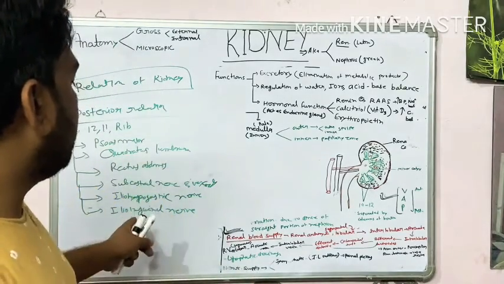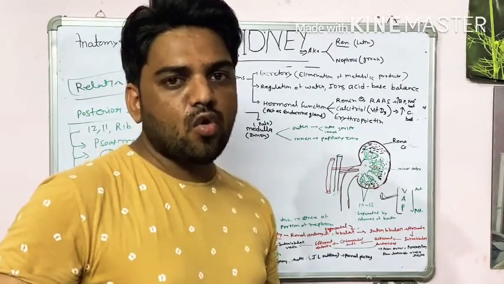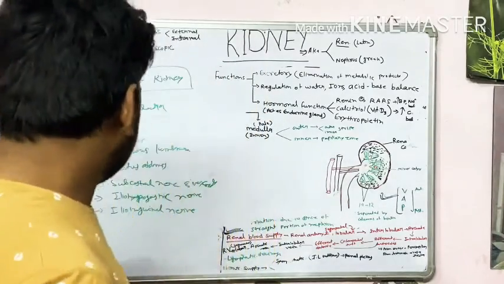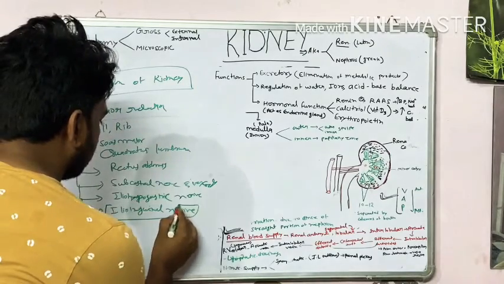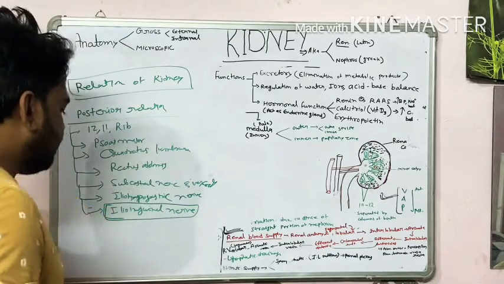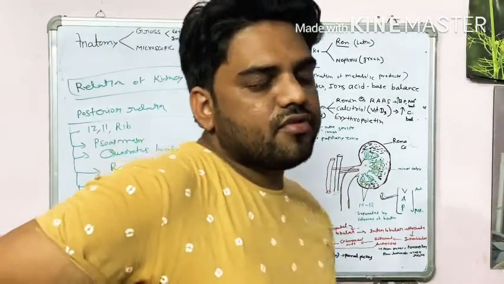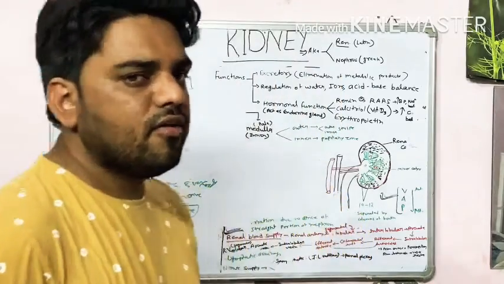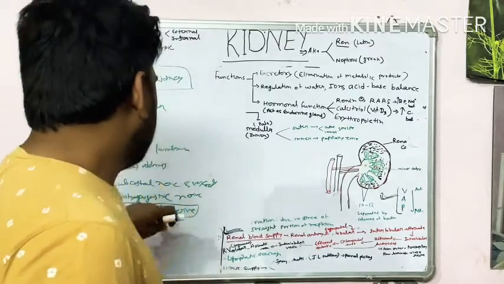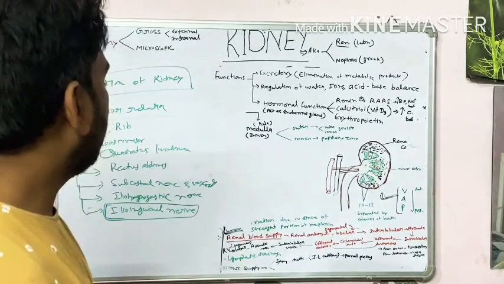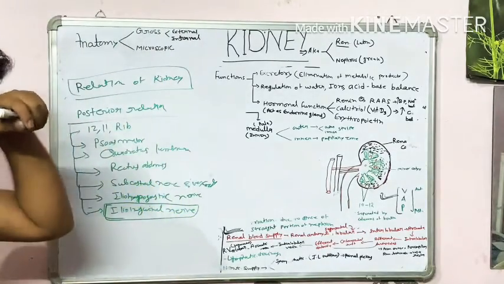Because of this ilioinguinal nerve, patients feel pain in the groin region. For clinical correlation, a patient suffering from pain in the kidney sometimes feels pain in the groin region because of this ilioinguinal nerve. This is known as referred pain. So you can write these things.